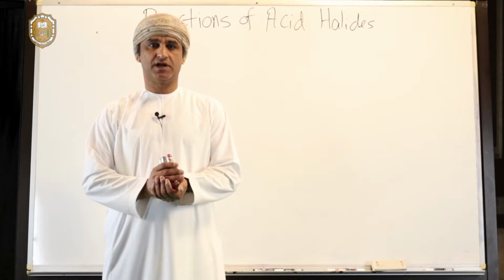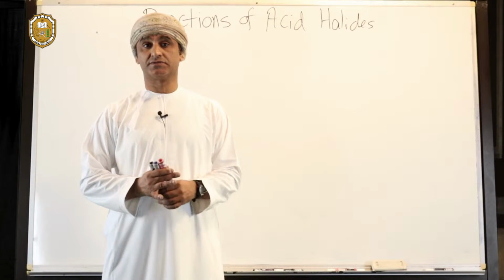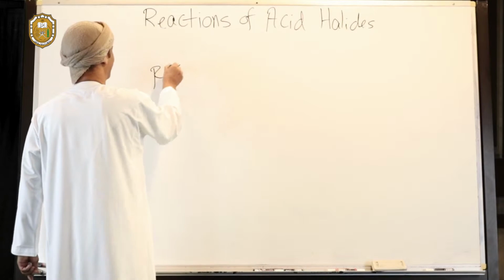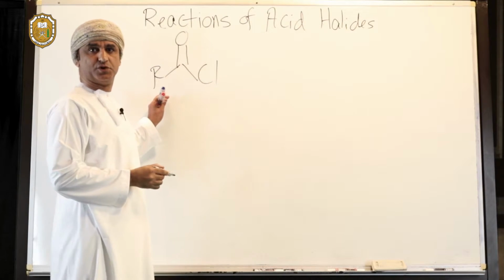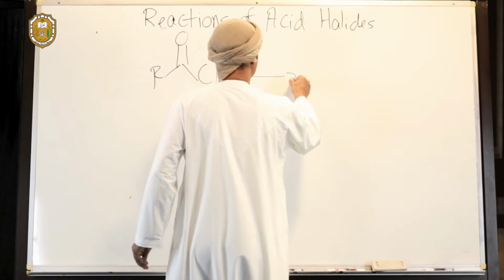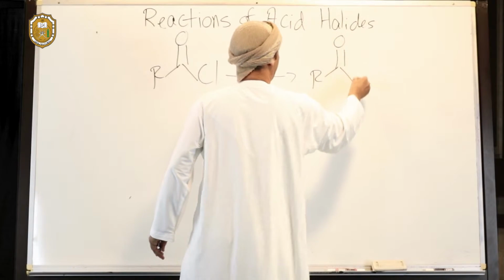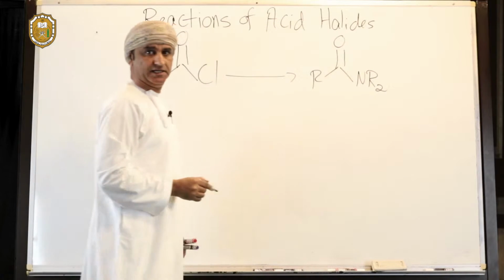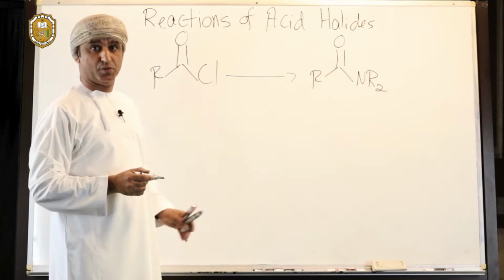The reaction that we are about to discuss now is the conversion of an acid chloride into the corresponding amide. So let's draw the general scheme for that. This is an acid chloride. Acid chlorides can be transformed into the corresponding amides of this general structure if the acid chloride is treated with an amine.